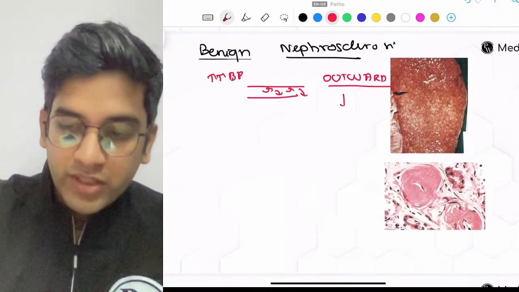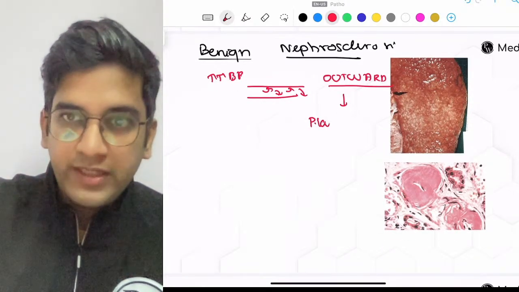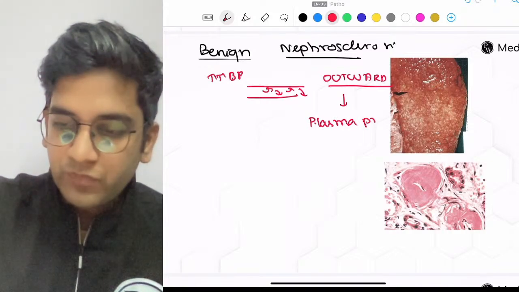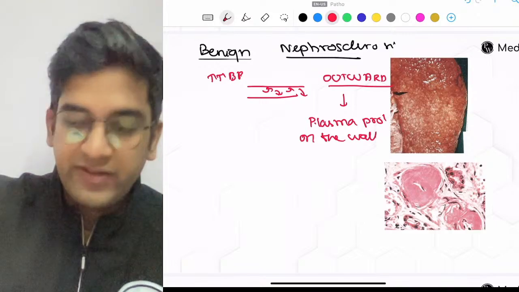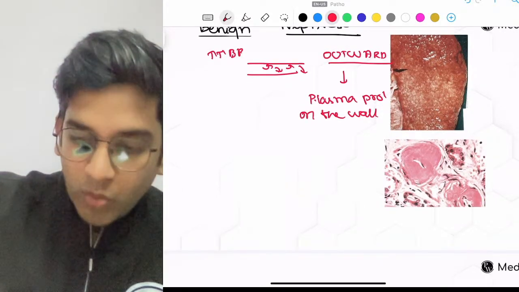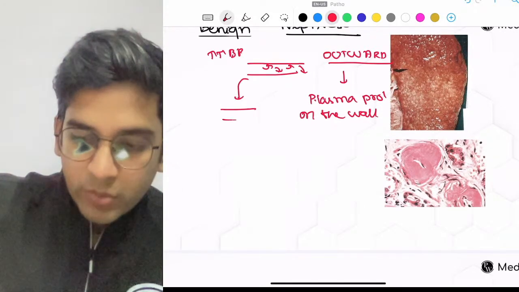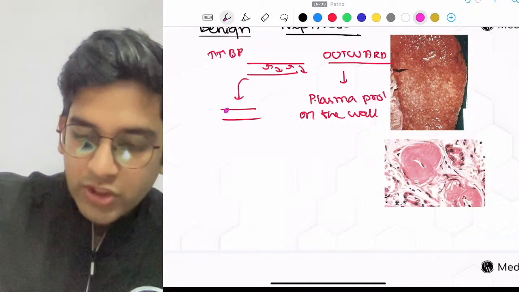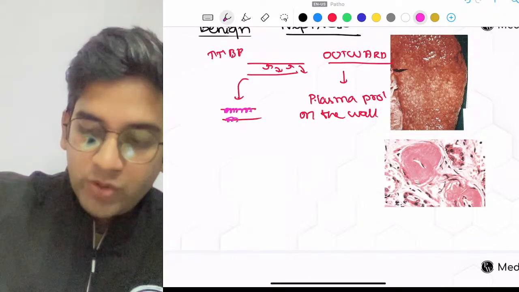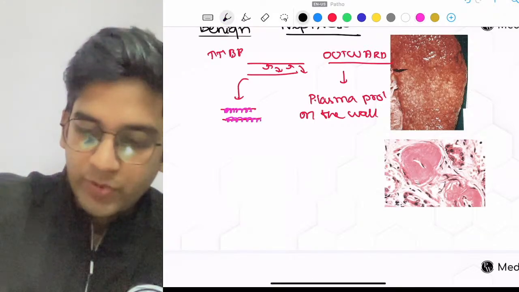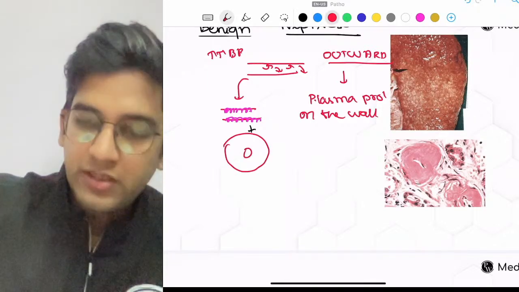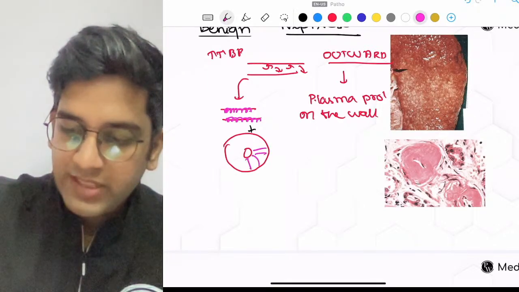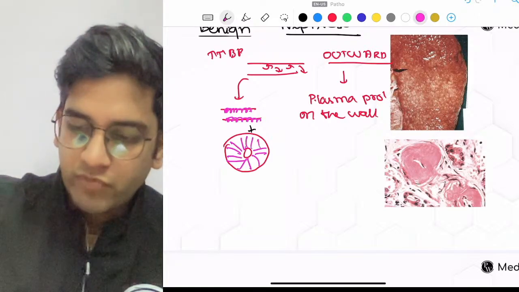This outward force will result in plasma protein deposition on the wall of the vessel. That will get deposited definitely in the wall, right? In other words, over the period of years, I'll have a blood vessel deposited with lots and lots of proteins. So the blood vessel is going to look like this: a tiny blood vessel with the lumen narrowed because the wall is having lots and lots of protein deposition.